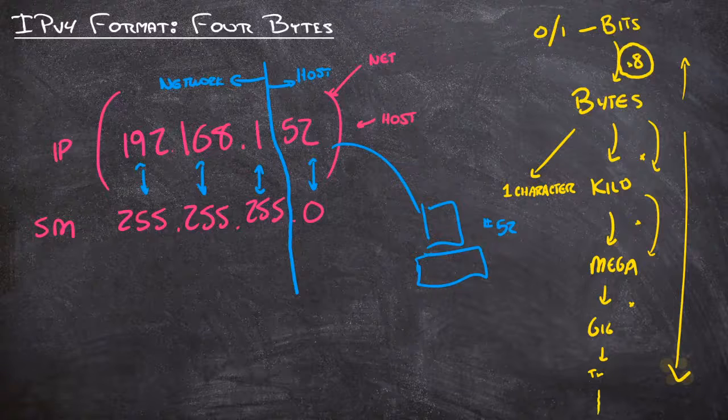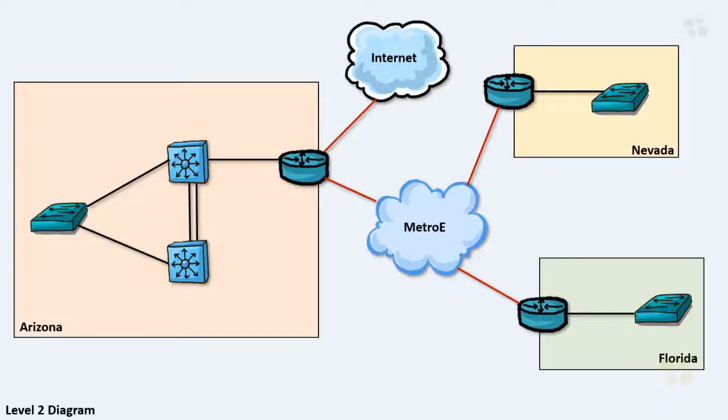Now, why does this matter? Really, why is this important? That's the right question to ask, because otherwise it just becomes a whole bunch of numeric nonsense. Let's talk about it practically. If we have that computer in the Arizona network, with 192.168.1.52 and a subnet mask of 255.255.255.0, that allows this computer to become smart. It's now able to recognize who is on its network and who is not.